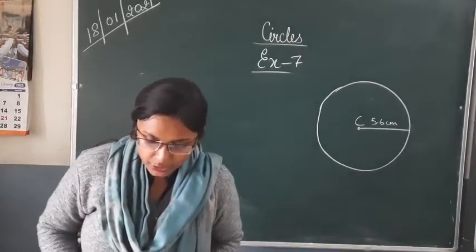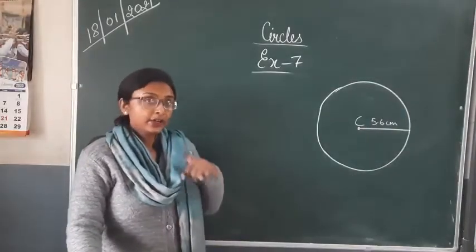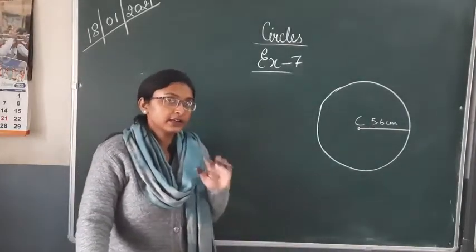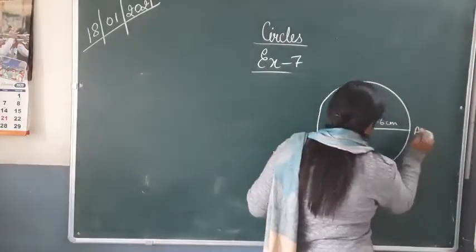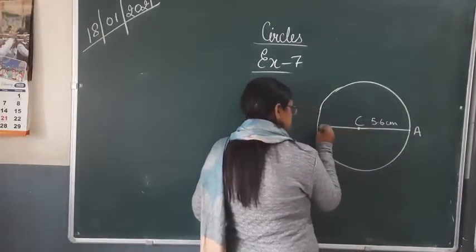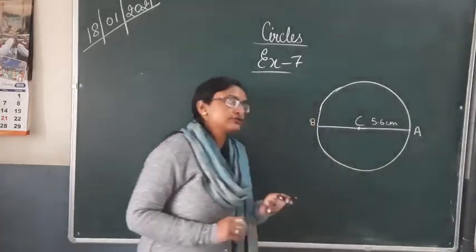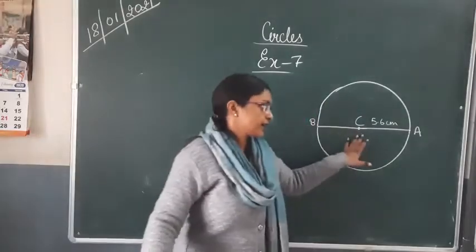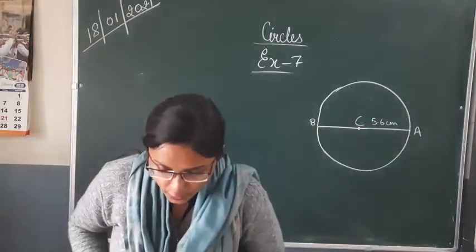A and B are 2 points on the circle. What are A and B? 2 points on the circle. Suppose A is this point, then B will be a point that lies on the same line, it will not be away from this line, and it will lie on the circle. So like this, there are 3 points A, B, C which lie on the same line, which are collinear.